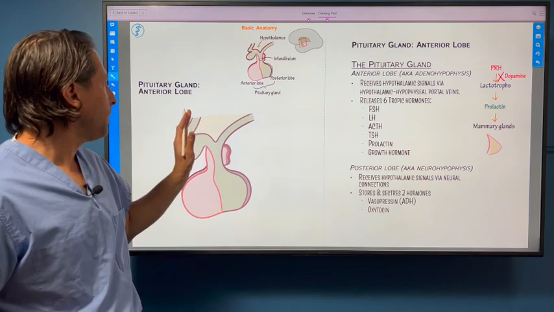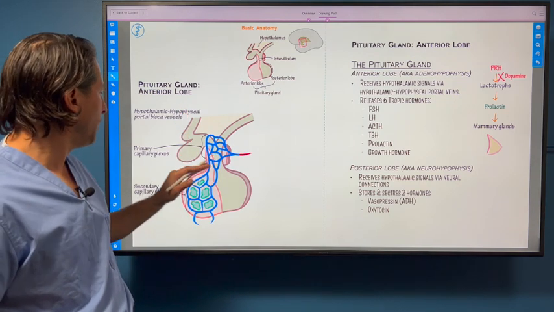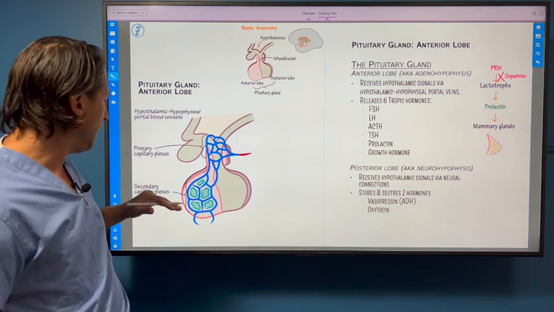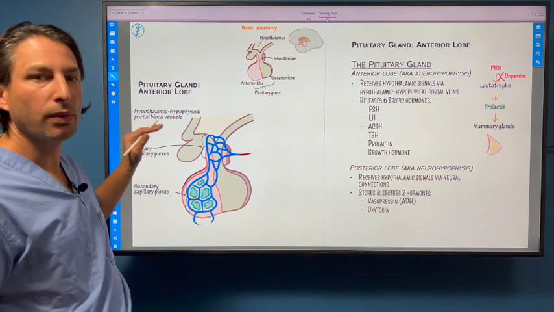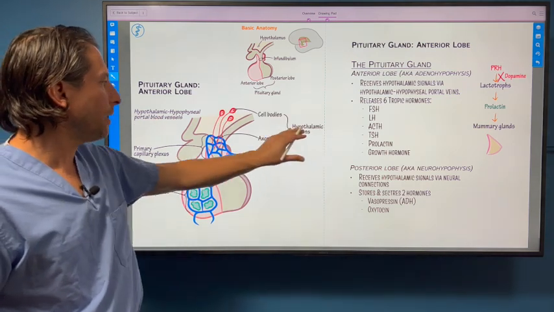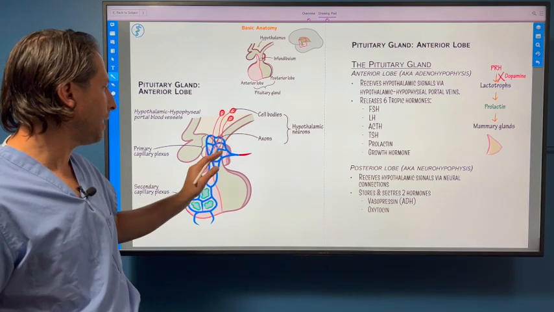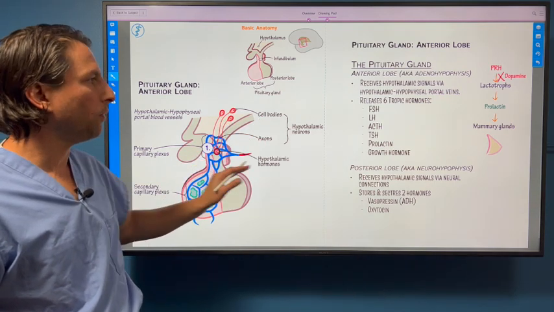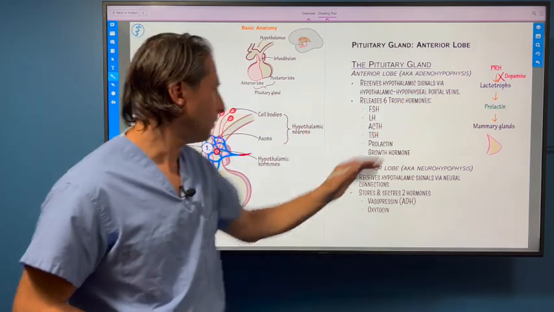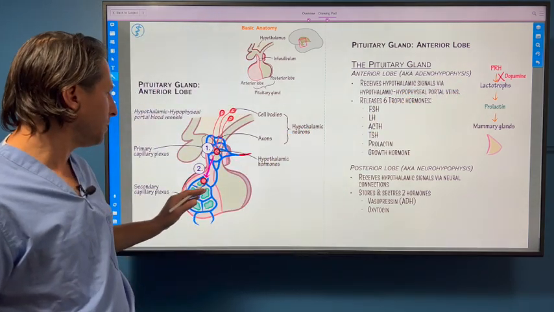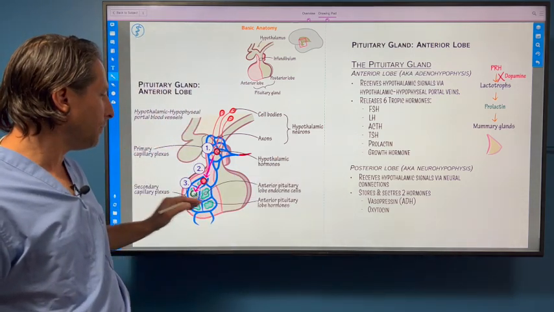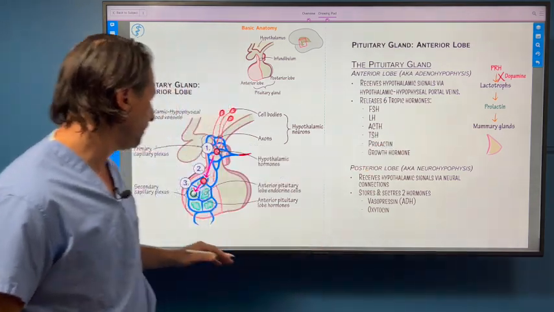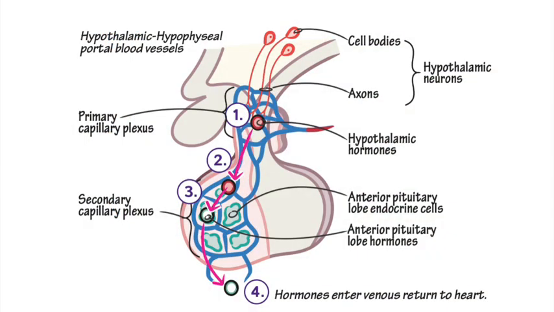So let's walk through the anterior lobe here. There is a primary capillary plexus and a secondary capillary plexus. This is also known as the hypothalamic hypophyseal portal blood vessels. So here are the hypothalamic neurons. Here are their cell bodies and their axons. There's release of the hypothalamic hormone, which would be the prolactin releasing hormone. It acts on these cells here in the anterior pituitary, which would be the lactotrophs. And then there's release of the hormone itself, which would be the prolactin. And then that goes into the bloodstream and acts on the target organ, the mammary glands.